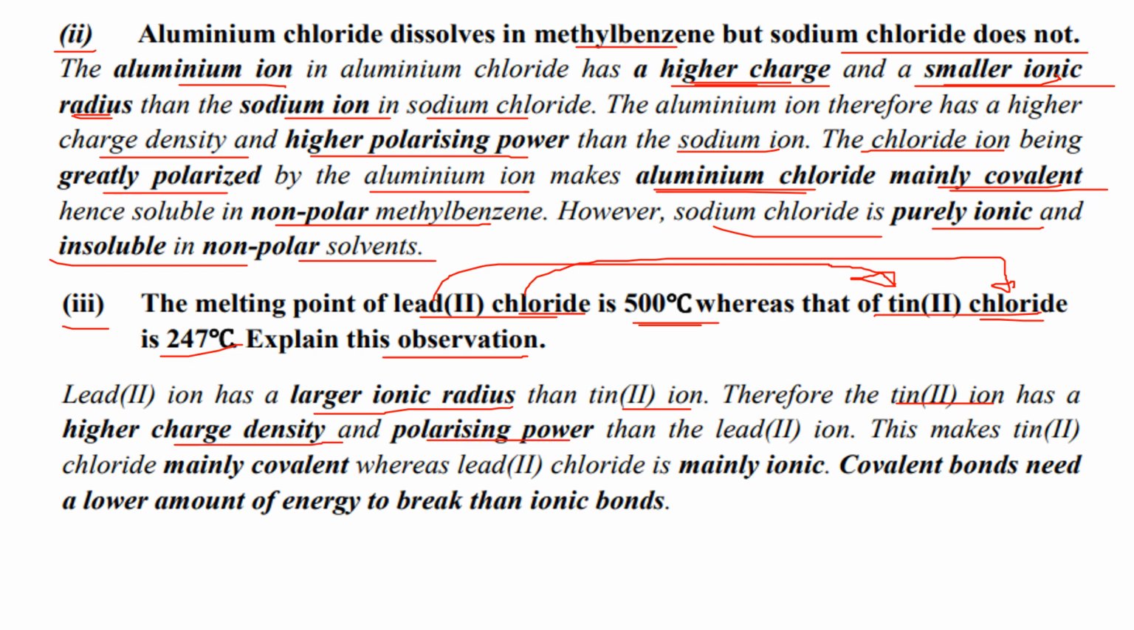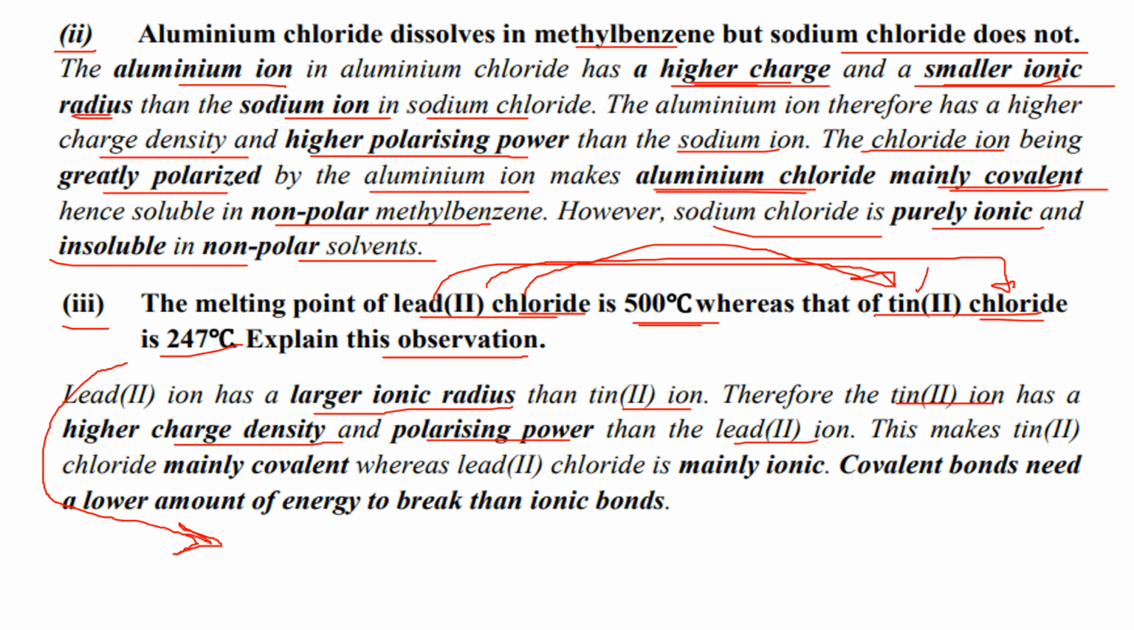and polarizing power than the lead-2 ion in lead-2 chloride. So what you should know here is that whenever you are presenting explanations, we present them in terms of polarizability, and polarizability depends on ionic radius and the charge present. Now here, tin-2 chloride and lead-2 chloride are present in the same charges, but both of them are group 4 elements, and one of them is above the other.